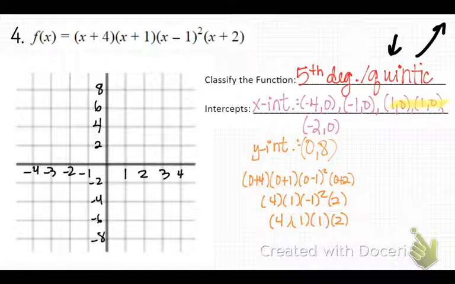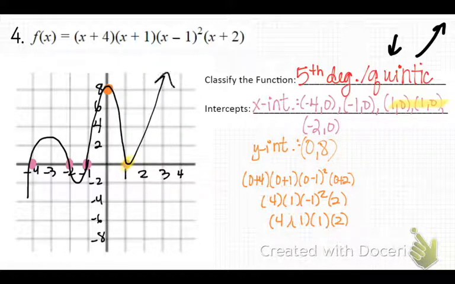Okay, so I have -4, 0. My second one is -1, 0. +1, 0 has a multiplicity, and -2, 0 has my last one. And my y-intercept is at 0, +8. Do I start in the top left or the bottom left? Bottom left. So I'm going to go through, and then I bounce off my multiplicity, and there is my 5th degree graph, okay?